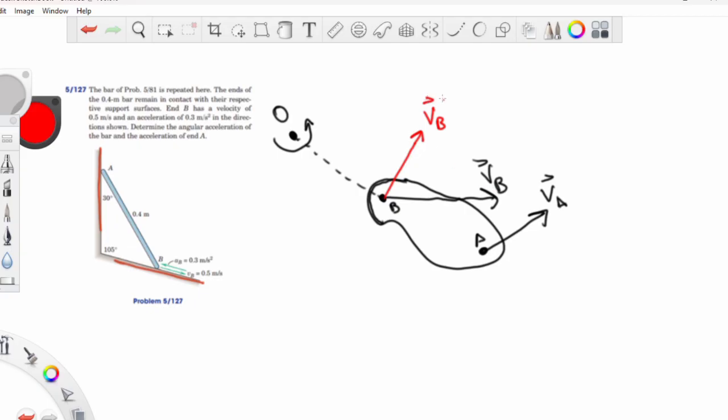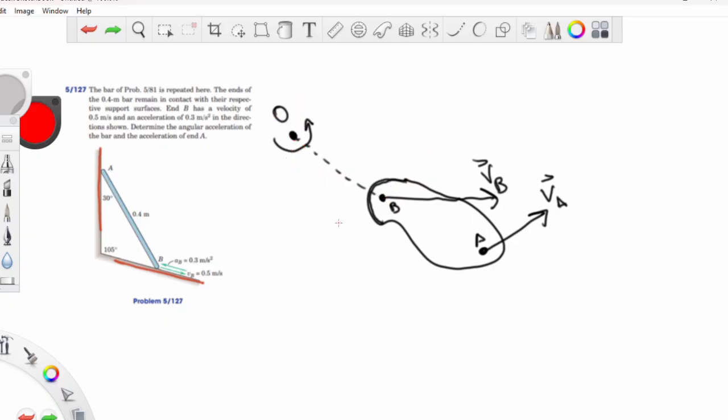However, we see that the direction of the red vector that we just drew is not the same direction of the real velocity of point B. That means that this point is not a valid point to consider all the points as if they were performing rotation.